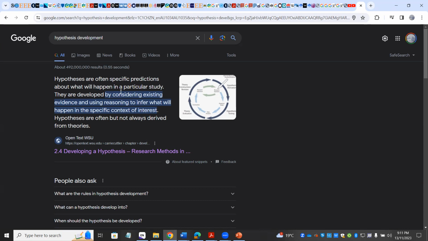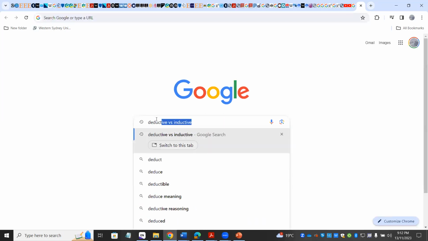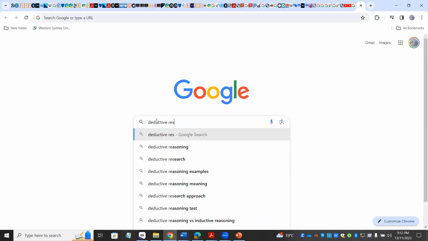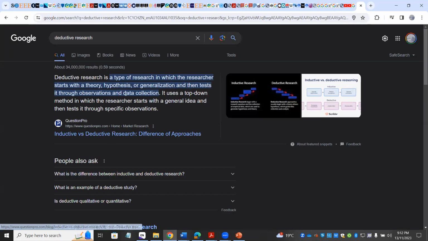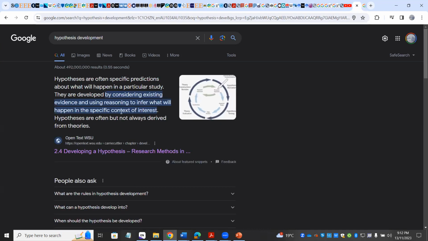Another time, I will take you through the other one, which is also called propositions. When do you need that? But here, I'm going to work with hypothesis. And hypotheses are normally related to what we call deductive research, deductive reasoning. So read more about that. Find out what the meaning of deductive research is, and you come to understand this.